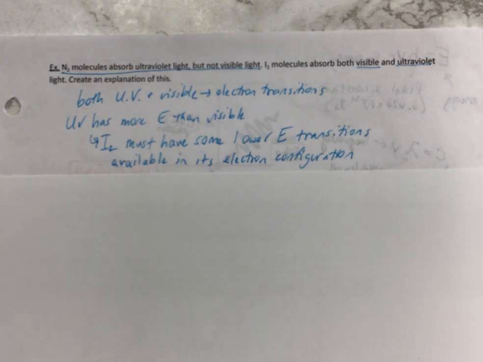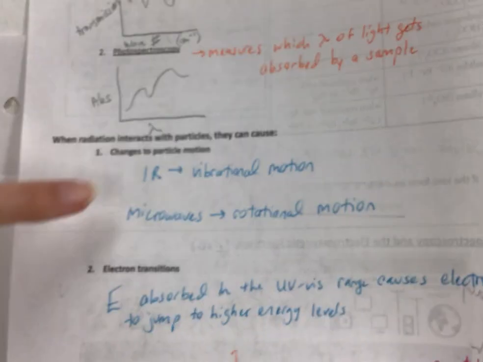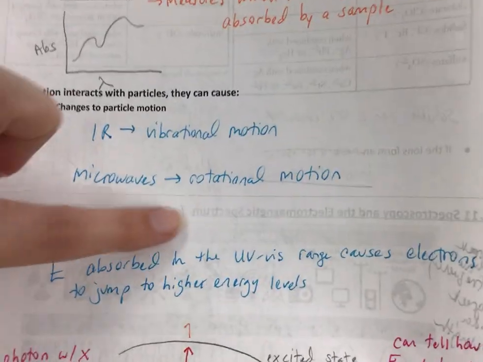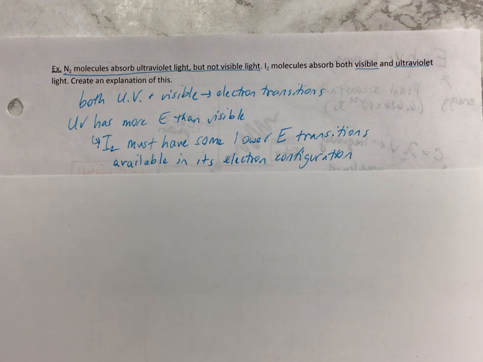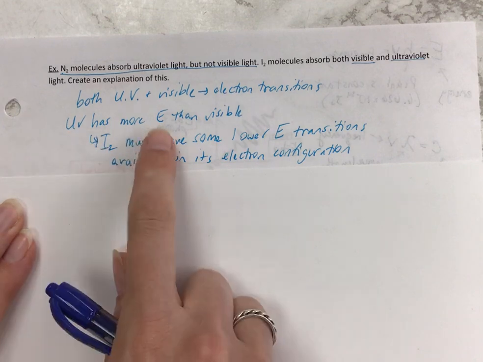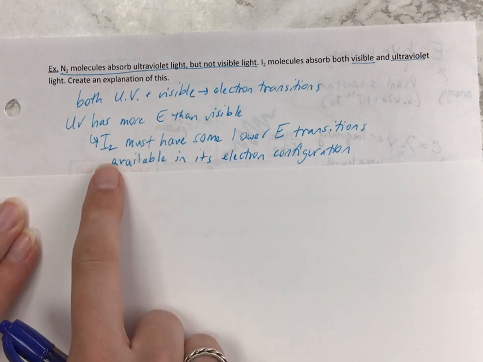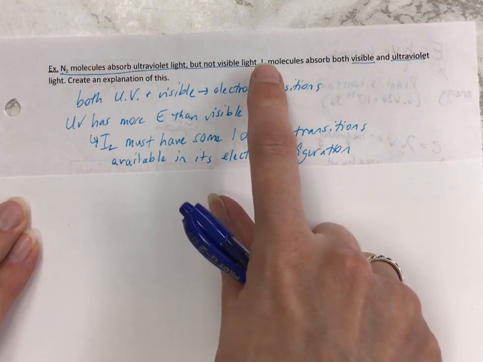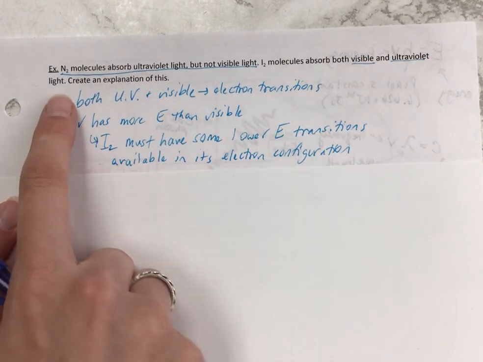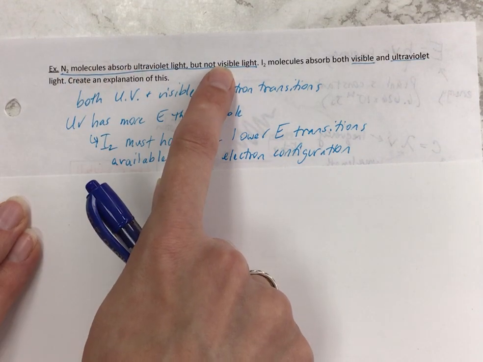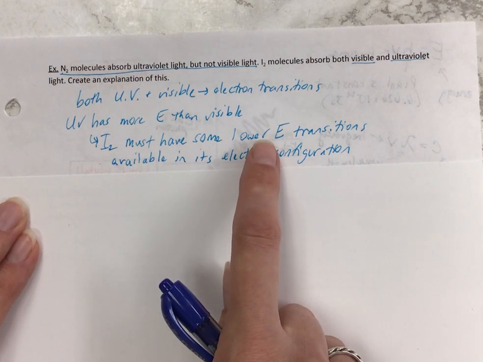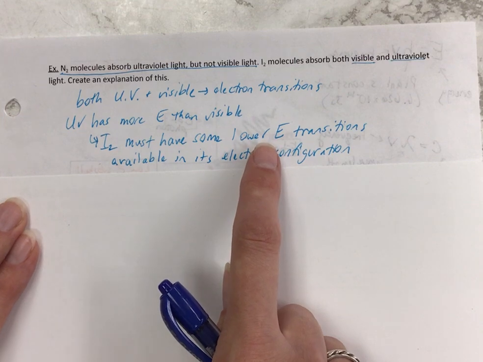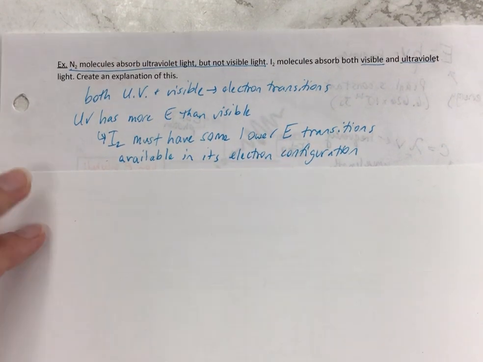So for both ultraviolet and visible we're looking at electron transitions, right? That's a callback to here where it's not infrared with vibrational motion, it's not microwaves with rotational motion. Both ultraviolet and visible, we're looking at electron transition, so that jumping up or down. Ultraviolet has more energy, right? That's what we talked about, than visible light. So iodine must have some lower energy transitions available in its electron configuration. We know that because iodine absorbs visible as well as ultraviolet, whereas the nitrogen doesn't absorb visible light. So my iodine must have some lower energy transitions available because visible light is lower energy than ultraviolet.